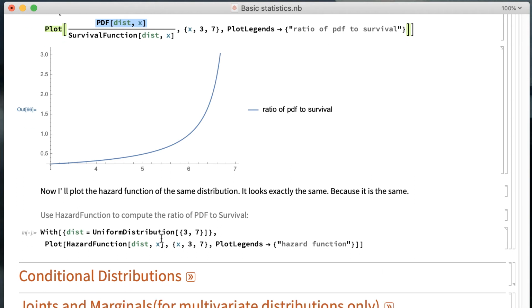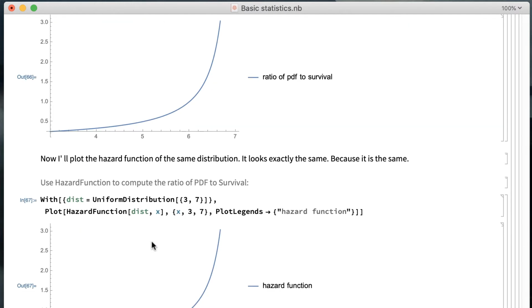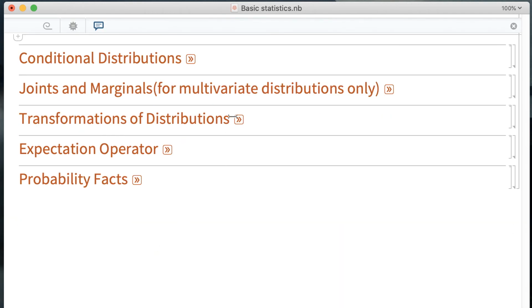Or in Wolfram language, you don't have to actually do the division. You can simply say, could you please just plot me the hazard function? And there it is. Maybe take a break here. I'm going to take a break, and we're going to come back and look at conditional distributions.